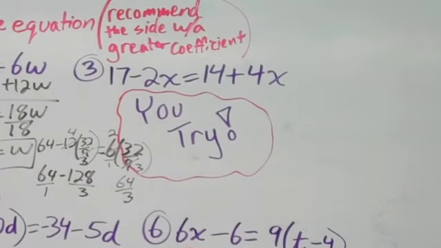I would like to give you guys, though, a chance to try number 3. 17 minus 2x equals 14 plus 4x, and you try. So that means pause and give it a whirl. Don't forget to get all the x's on one side. See you in a minute.